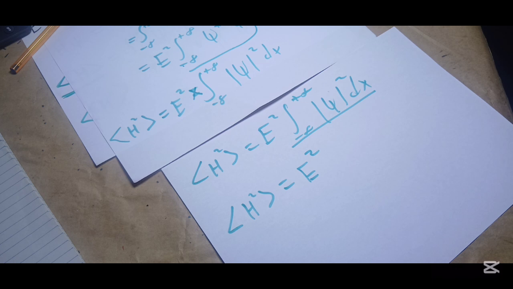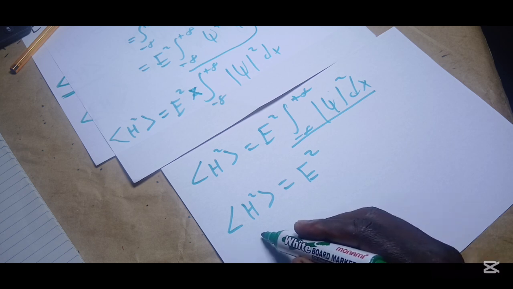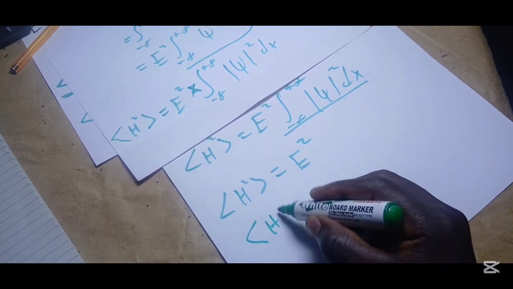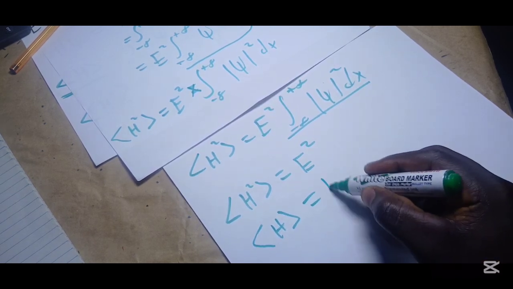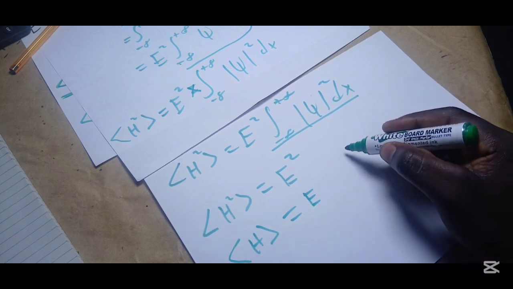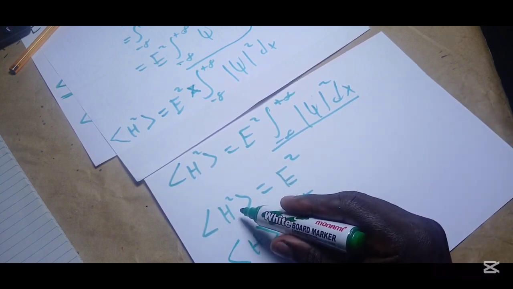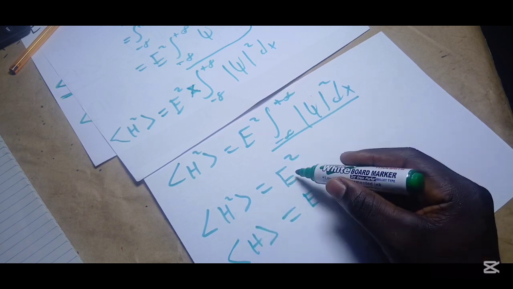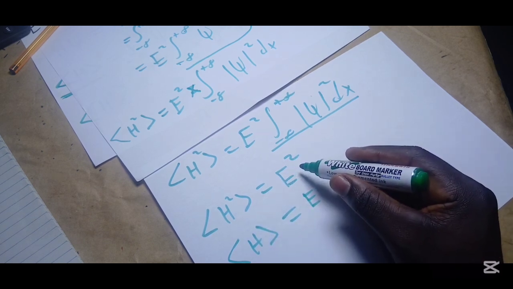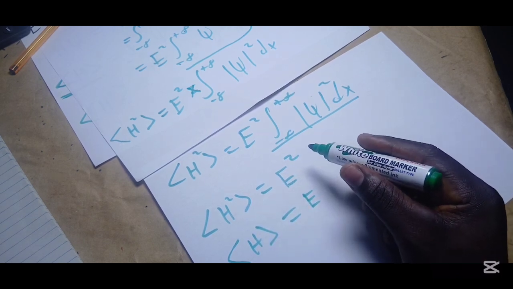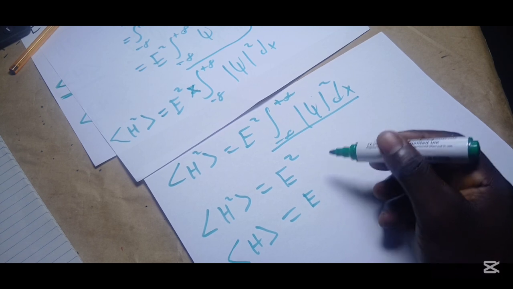So far, the identities that we proved are that if we find the expectation value of the Hamiltonian operator, it should be equal to the allowed energy value. That is for a stationary state. If we find the expectation value of the square of the Hamiltonian operator, it should be equal to the square of the allowed energy value. So those are the identities that we need to know in quantum mechanics.